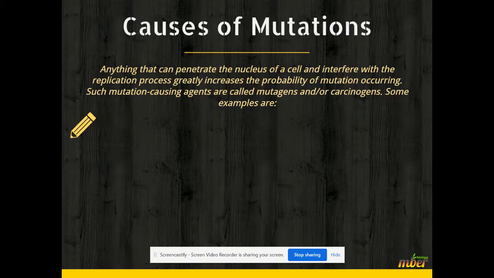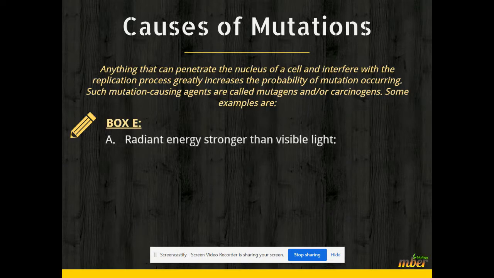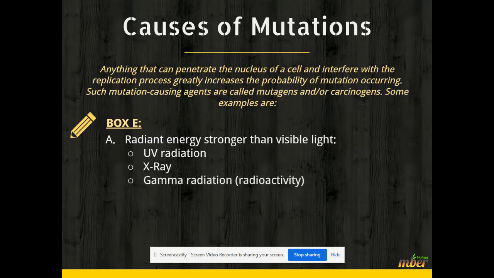So there are causes of mutations. Anything that can penetrate the nucleus of a cell and interfere with the replication process greatly increases the probability of mutation occurring. Such mutation-causing agents are called mutagens and or carcinogens. Some examples are radiant energy stronger than visible light, such as UV radiation, X-ray, and gamma radiation, such as radioactivity.